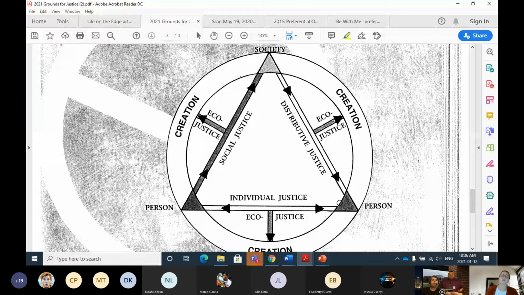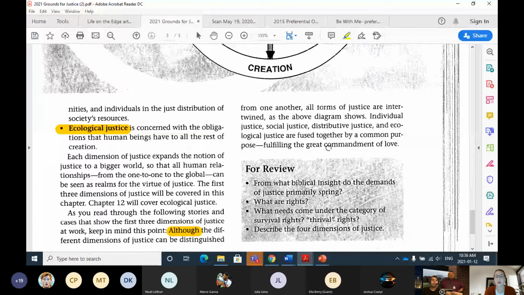So individual justice, social justice, distributive justice, and ecological justice are fused together by a common purpose. So they are all fulfilling the great commandment of love.